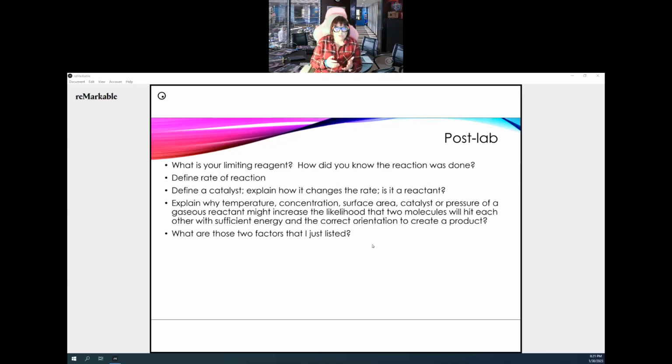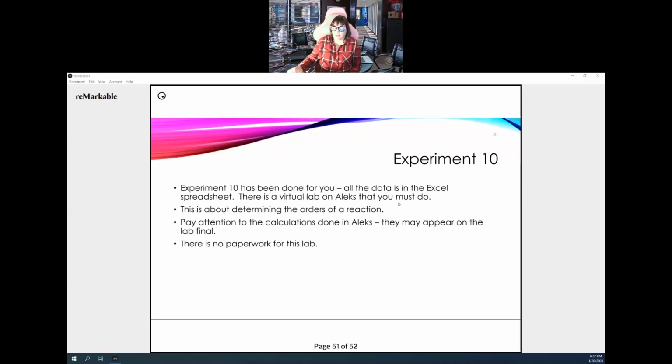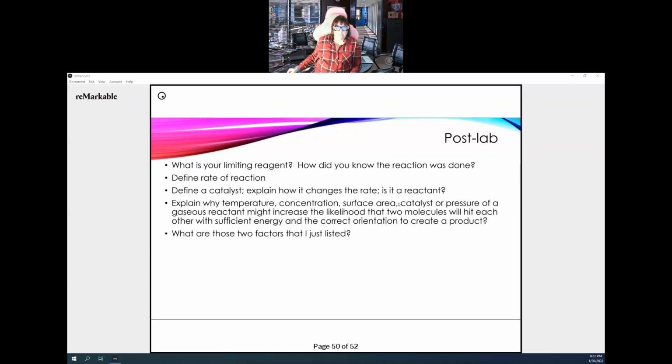And what are two of the factors that I just listed? So what are things that are required for this reaction to happen? And I listed a couple of things. So did they hit? Did they hit with sufficient energy? And did they hit with the correct orientation? So those are the things that we're talking about. And that's experiment 9.